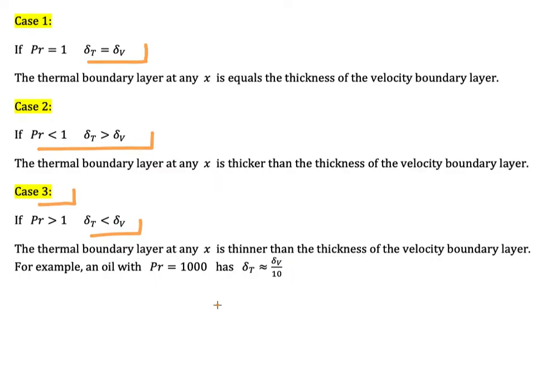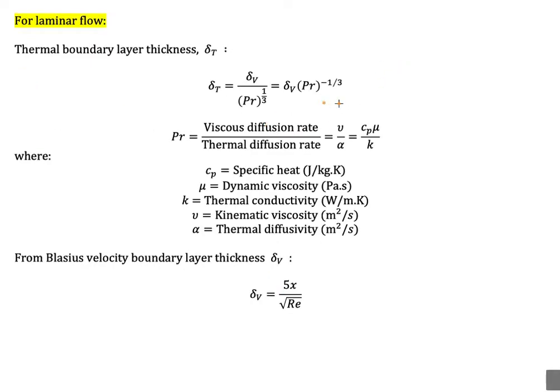A simple example is like this. If the Prandtl number is 1000, then the thermal boundary layer thickness is almost equal to the velocity boundary layer thickness divided by 10. So this equation actually comes from this idea.